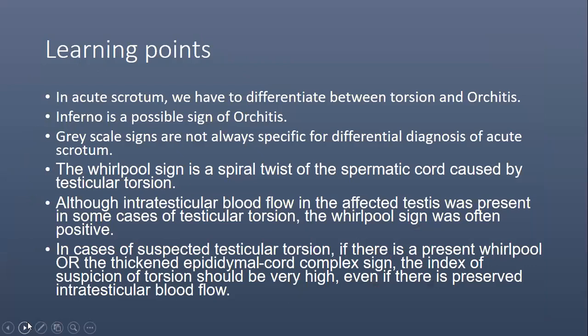So in my learning points, as I get done with the slides, we need to differentiate, first of all, between torsion and epididymo-orchitis. One sign that I've given you that is a hallmark of orchitis is the Inferno Sign. And for torsion, we have two hallmarks. We have the epididymo-cord complex, where I said there's a pseudomass in the hemiscrotum formed by the twisting of the cord around the epididymis. And then we also have the whirlpool sign, which is the twisting of the spermatic cord in the hemiscrotum or in the inguinal ring, depending, as I've already showed you earlier.